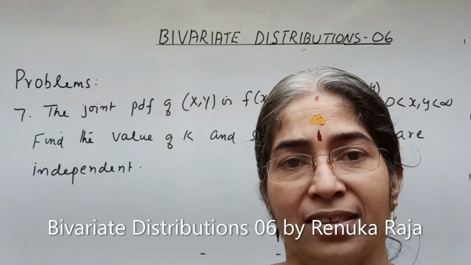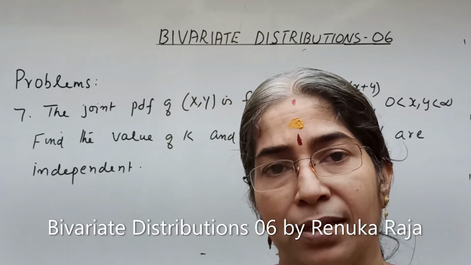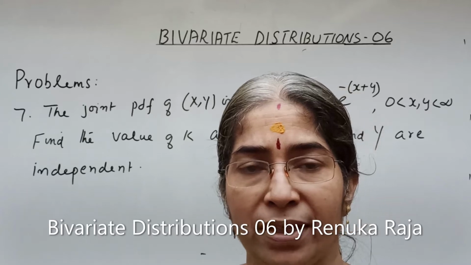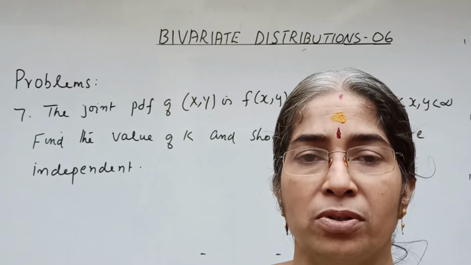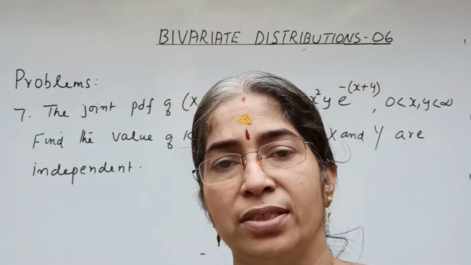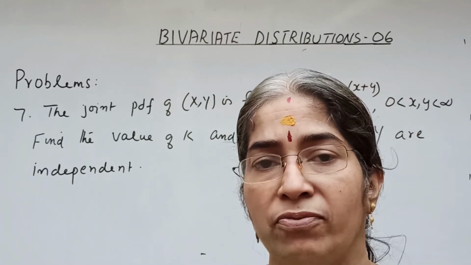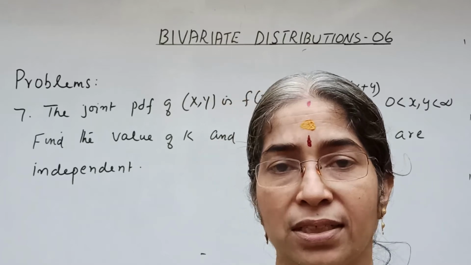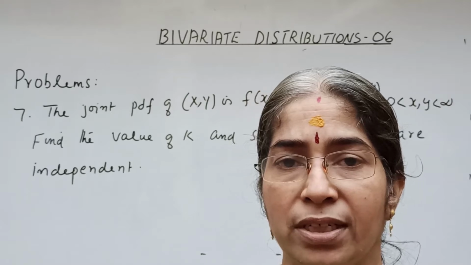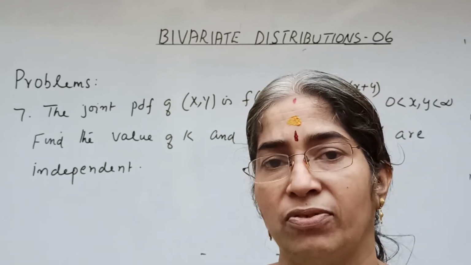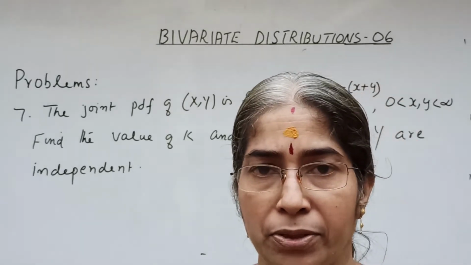We are taking classes on bivariate distributions. I have already mentioned the properties of bivariate probability functions. We are considering the continuous case, that is both x and y are defined over intervals, and we have the property of f(x,y) as in the continuous case: integral from minus infinity to infinity for x, integral from minus infinity to infinity for y, f(x,y) dx dy equal to 1, the total probability equal to 1.